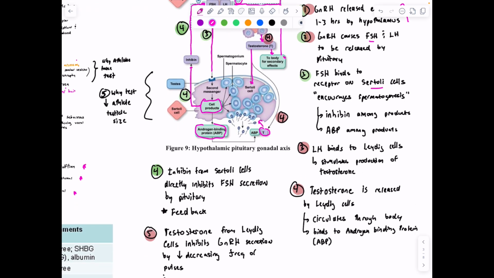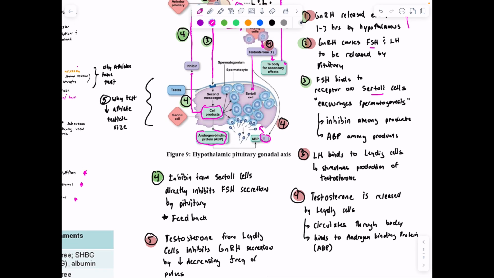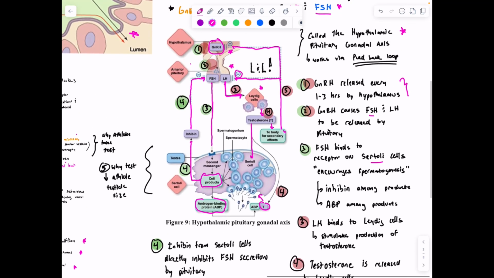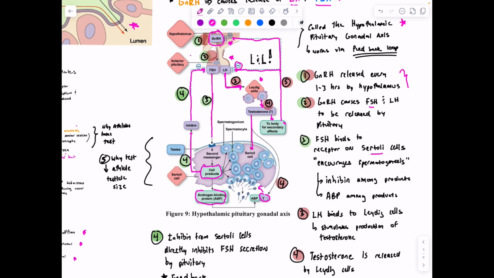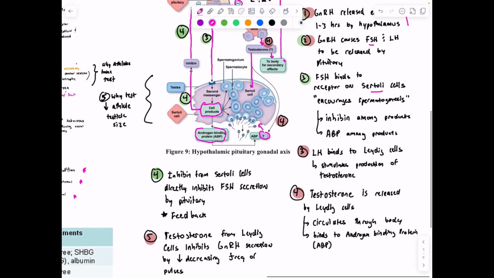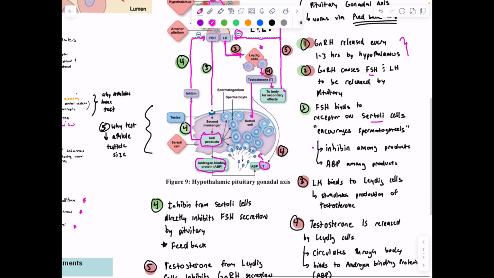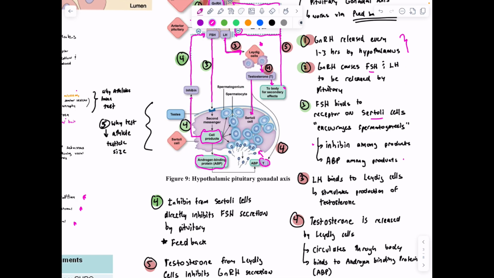FSH binds receptors on Sertoli cells, right? Sertoli cells are follicle cells in the same way that our granulosa cells are in women. And then inhibin is amongst the products. It's going to inhibit the release of FSH. Androgen binding proteins are among the products of the Sertoli cells.